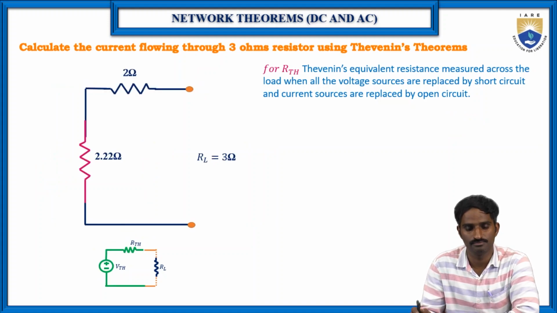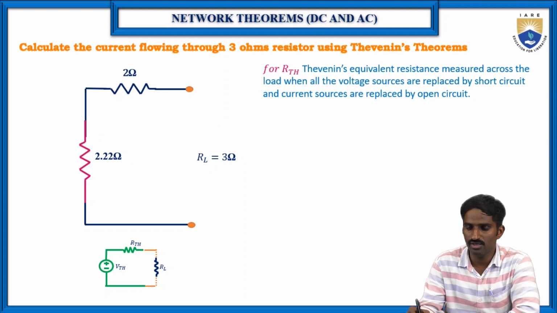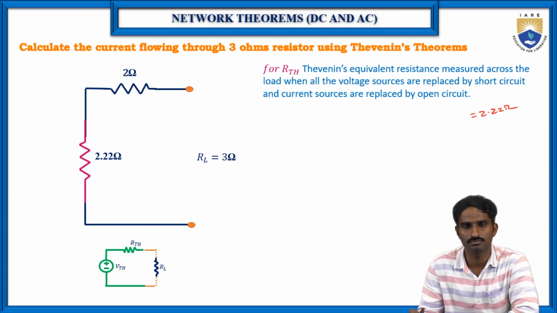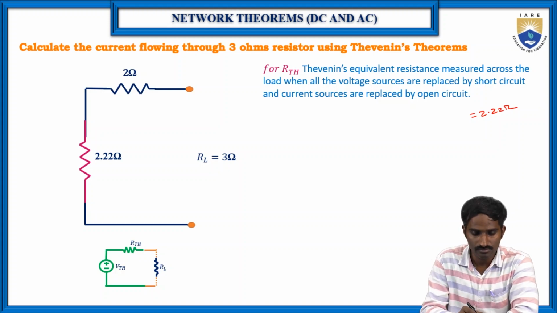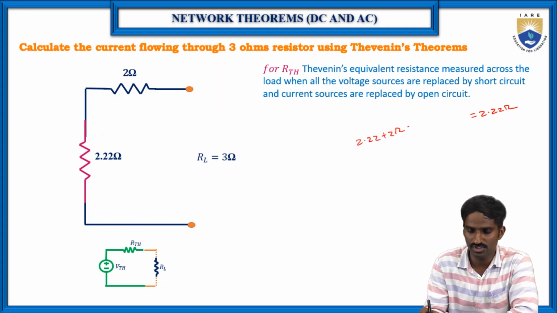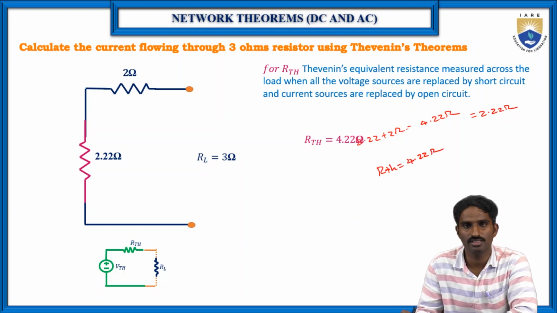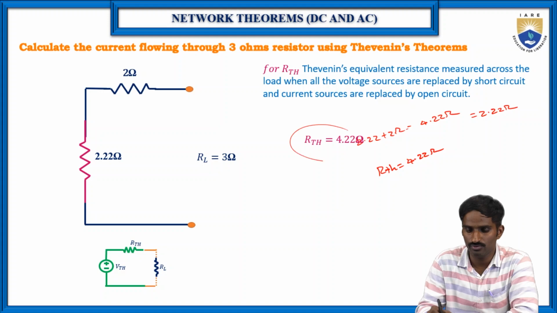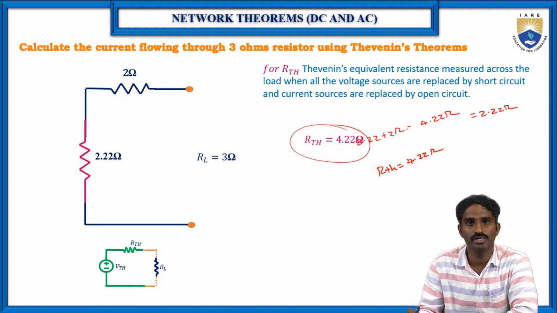So here you can see, that equivalent resistance value is 2.22 ohms. Now this 2.22 ohms and these 2 ohms are in series, right? Then 2.22 plus 2 ohms is equal to 4.22 ohms. So here R Thevenin is equal to 4.22 ohms. This is the way to find the R Thevenin.